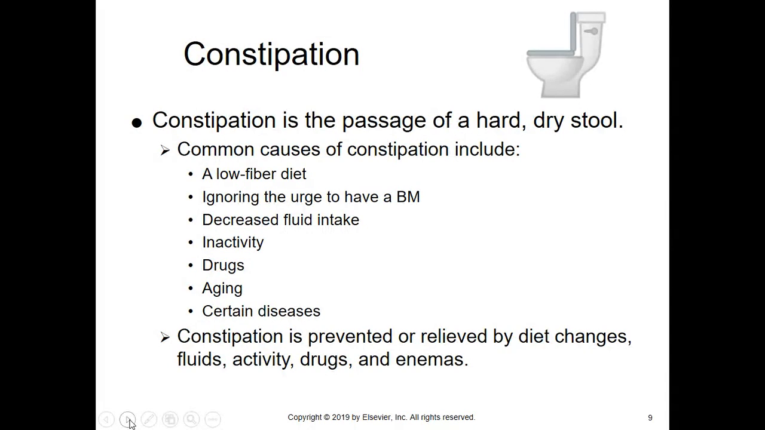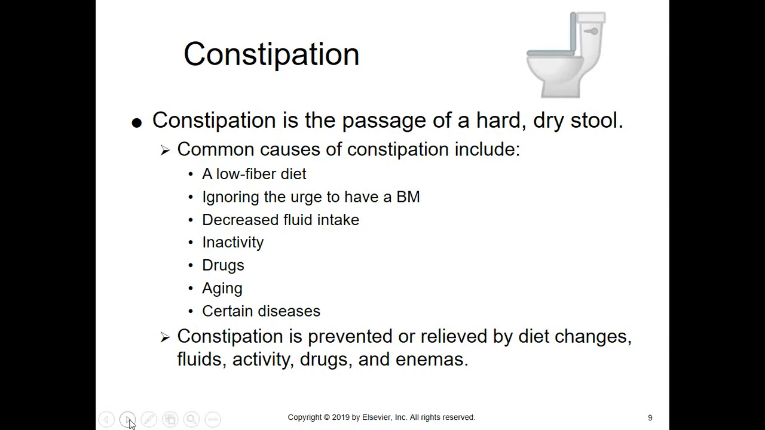So if the person's constipated, they probably don't have enough fiber in their diet. They might have decreased water intake or fluid intake. They might not be getting enough exercise. They might be taking a drug that causes constipation. A lot of vitamins do, especially iron. It might be that they're elderly and their bowels are slowing down, and there's certain diseases as well. Okay, so constipation can have many different reasons why it happens.